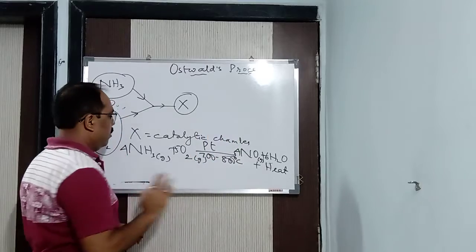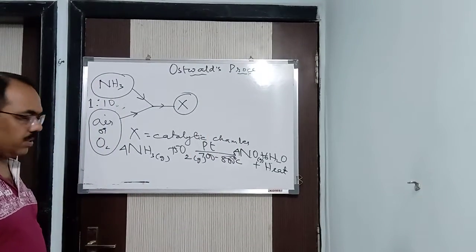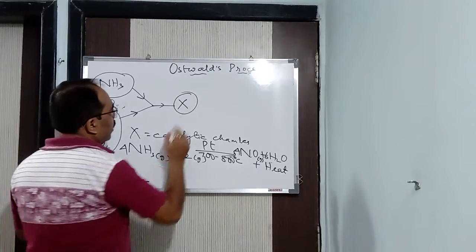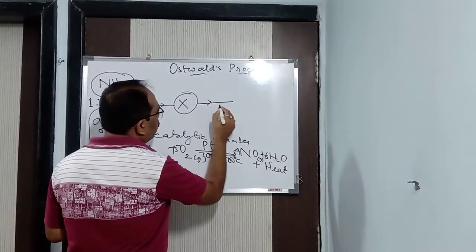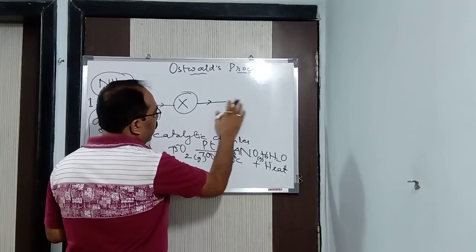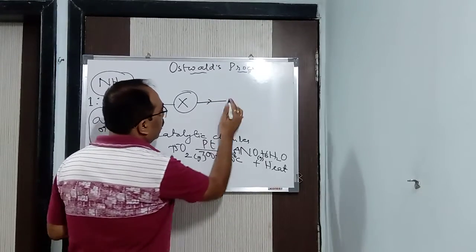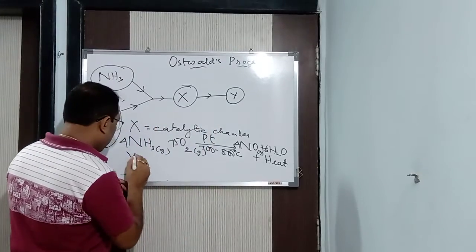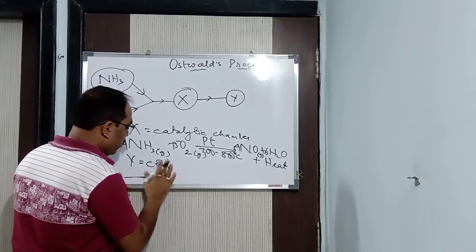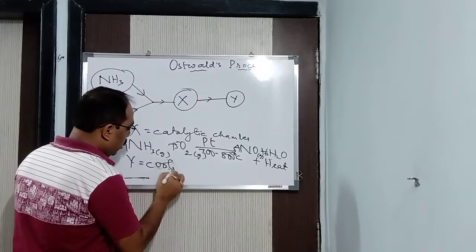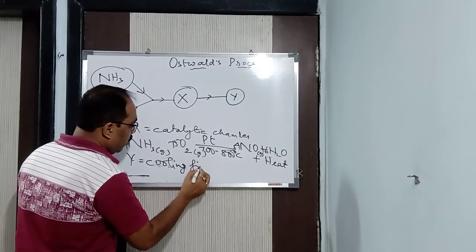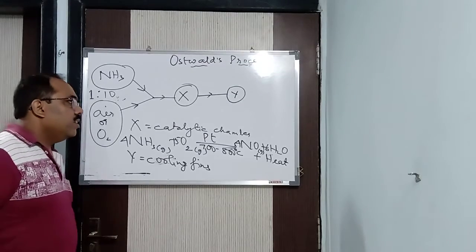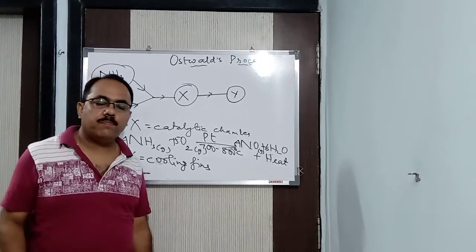which we have marked here as X. Clear? Understood the reaction which is being taken? Now next, before moving to the next chamber, that is the oxidation chamber, we are passing through Y. Now what is Y here? Y is nothing but the cooling fins, or cooling pipes, whatever you can say. These cooling fins or cooling pipes are made of copper.